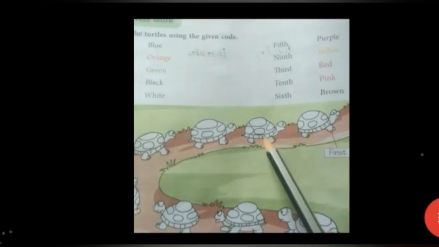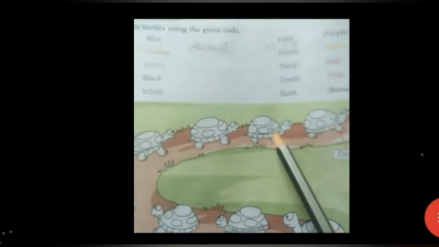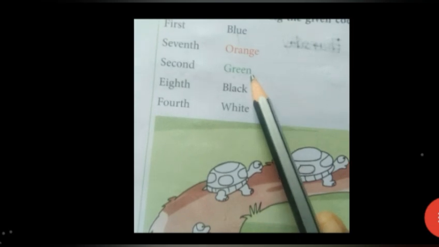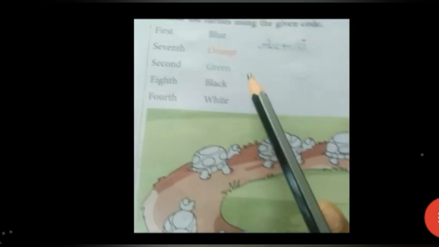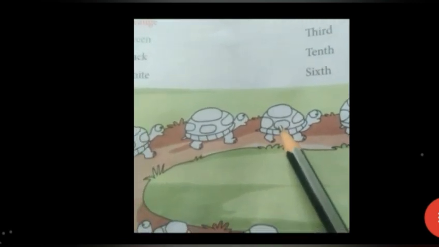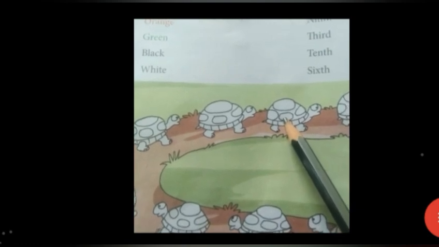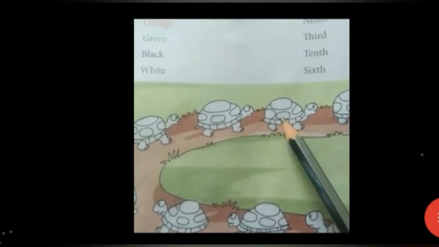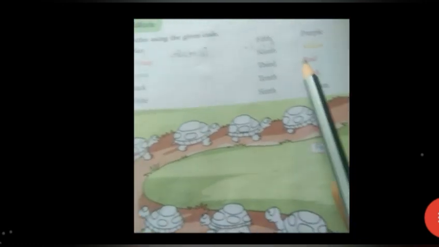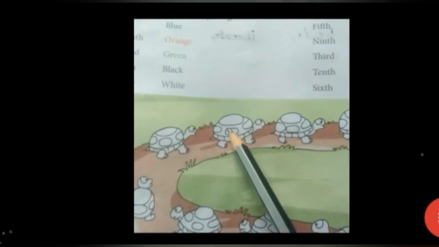Then which is the second tortoise? This one is the second tortoise. You start from here only. Which color is for the second one? The second tortoise is green. So take your green color and color this tortoise green. Do you understand? Finished coloring? Okay. Then the third one, which color is here? Yes, the third one is red. Take your red color and color the third tortoise red.